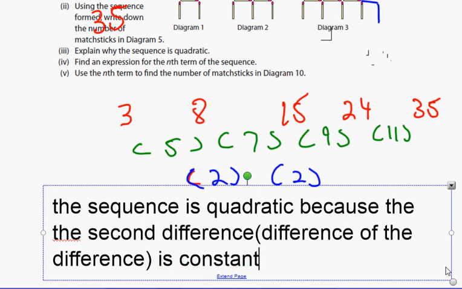It means when I get the first difference, which is 3, 5, 7, 9, 11, and then the second difference, which is 2 and 2, that value of 2 never changes. In quadratic sequences, the second difference is always constant. What about linear systems, or arithmetic series? The first difference is the same. That is why the sequence is quadratic, explained in language.